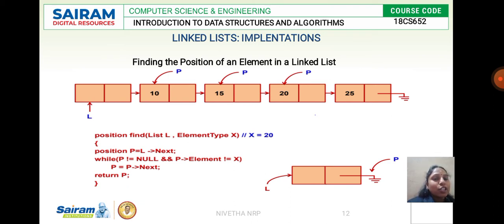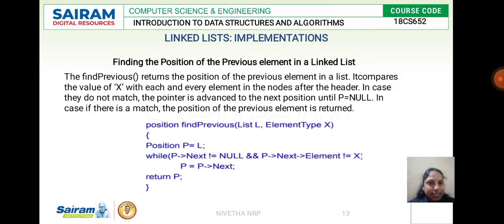So what happens? It will be returning the position. Return P is nothing but it will be returning the position of the particular node, that is, the third position, fourth position, as the output. This is about finding the position of an element in the linked list.